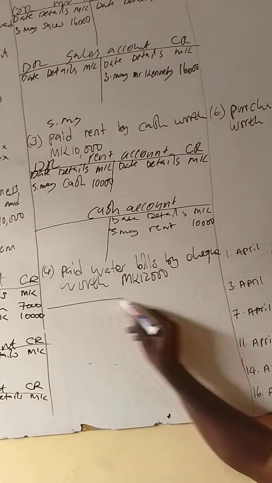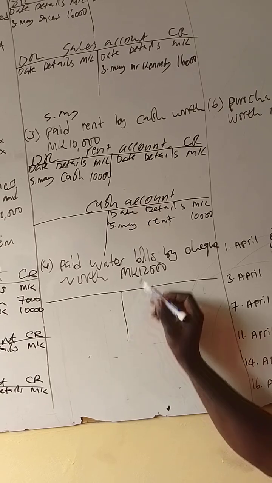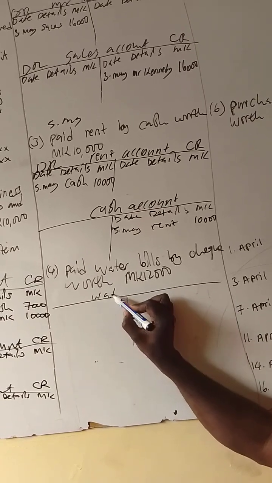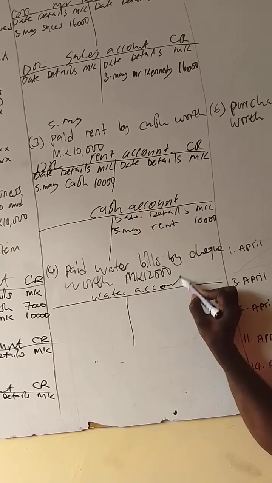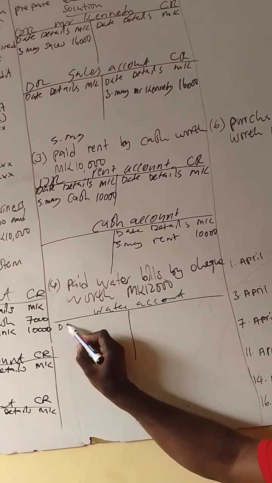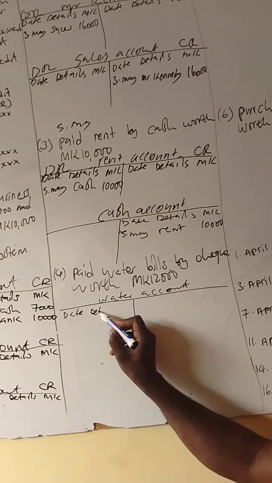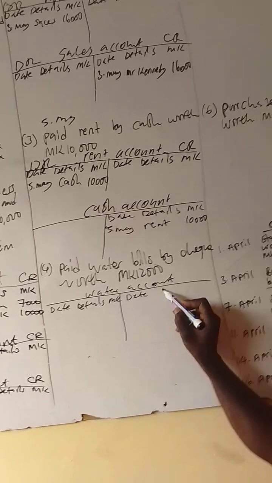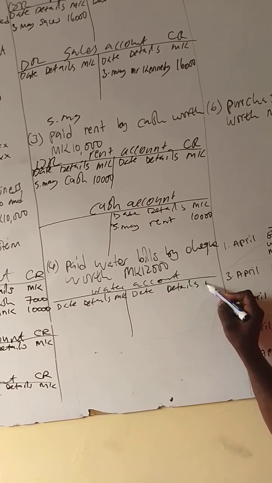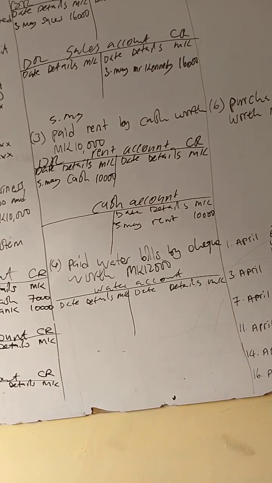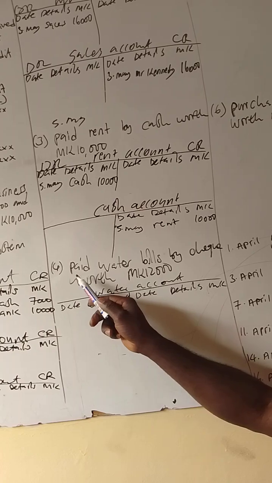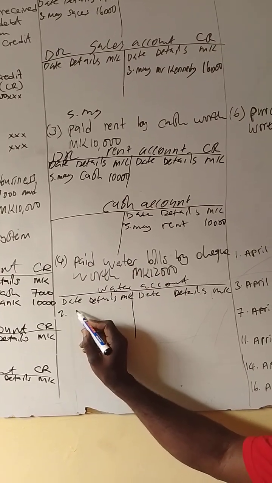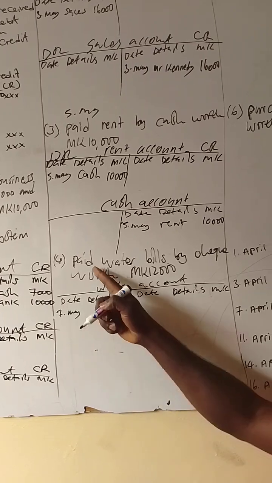So if you paid water bills, it means you are going to open a water account. Water account. So in this water account, we have the date, and we have details and money. We have the same thing, date, details and money. Link the transaction. Paid. For example, that was on 7 May.